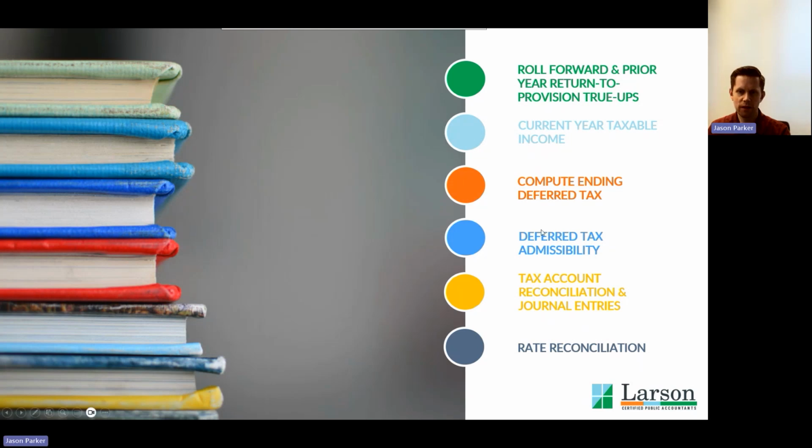When you're preparing statutory financials, you'll also want to walk through admissibility. SAP 101 goes over the guidelines for admissibility. We're not going to cover that in this training, but just know that that is a step of preparing a provision for statutory financial statements. Then you'll want to go over your tax accounts and reconcile those, as well as prepare your journal entry for what needs to be booked as a result of your tax provision. And finally, we'll go over that rate rec that we talked about.